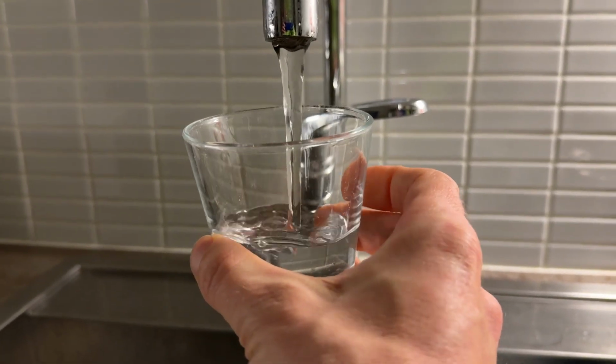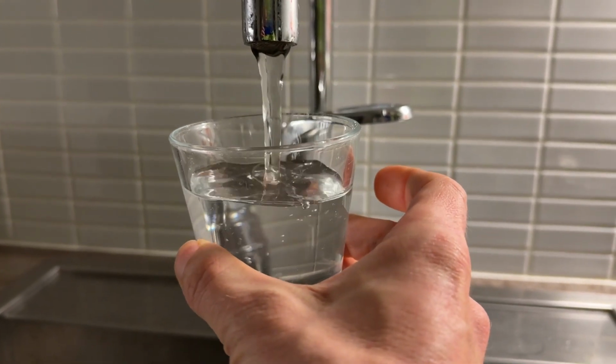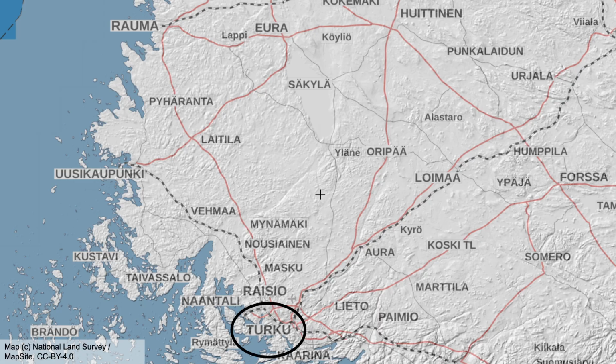But let's take a simple material, water. How important is it to save water? Well, this is a glass of fresh water out of a tap, what would be its carbon footprint? It depends a lot on location, but this is from Turku.